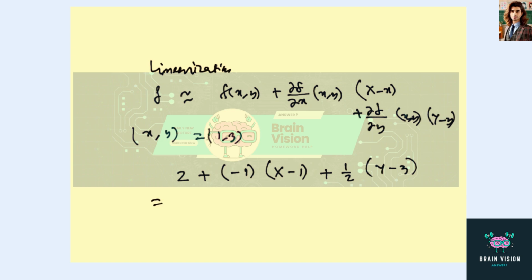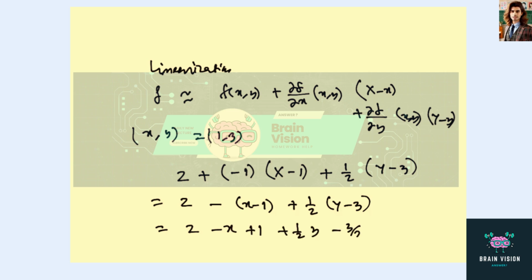So let me just write it in a better form. So 2 minus (x minus 1) plus half of (y minus 3). So 2 minus x plus 1 plus half of y minus 3 over 2. So it is 3 over 2 minus x plus half of y. Okay, so that's the solution.